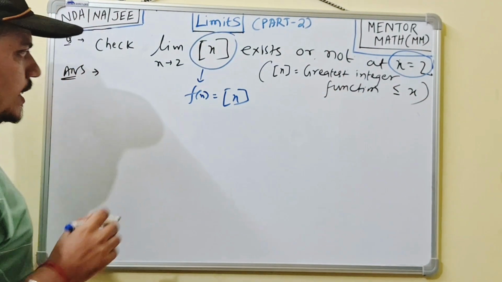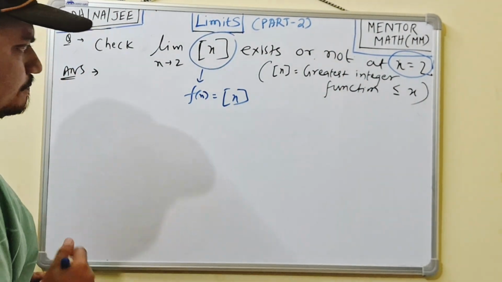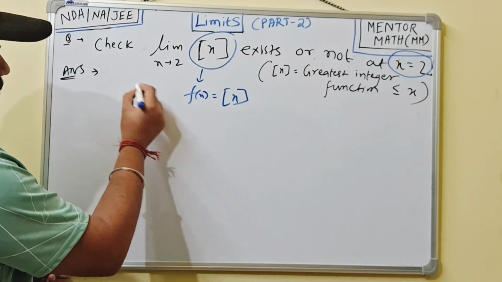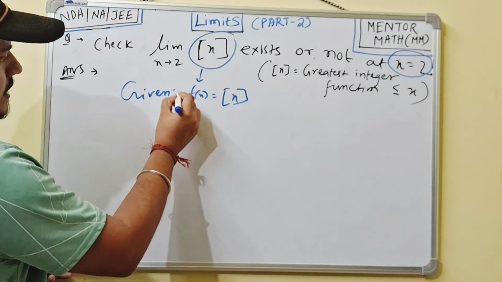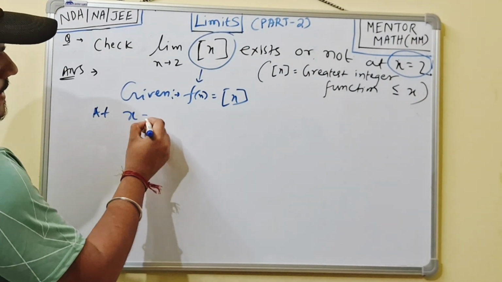Okay, so now comes to your solution. Let us take the function f(x) equal to [x], and we have to check at the point x is equal to 2.